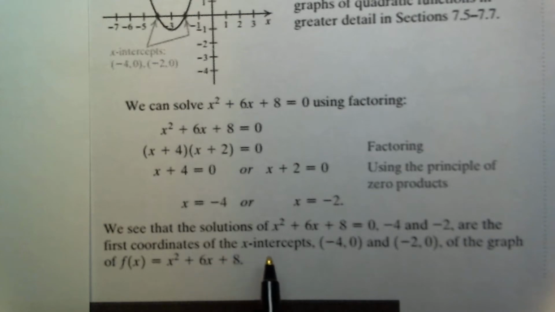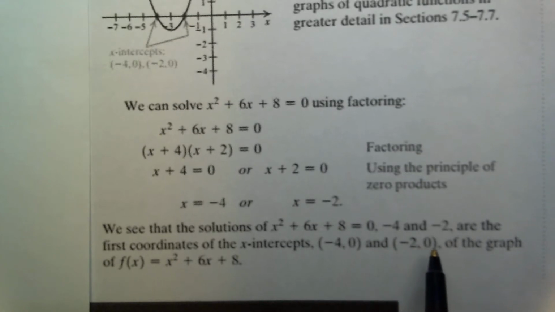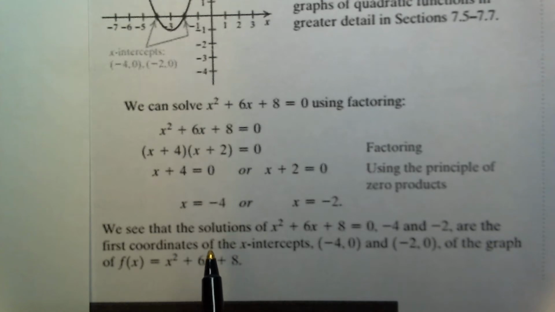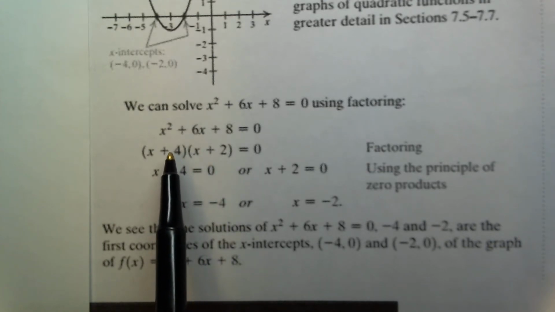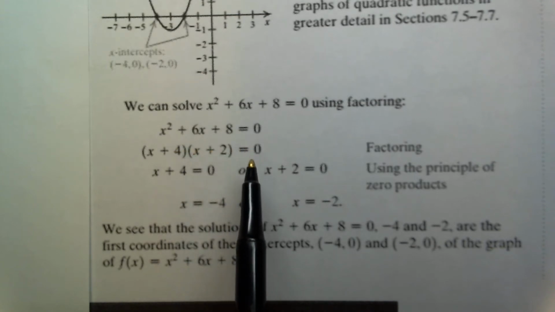So we see that the solutions of x squared plus 6x plus 8 equals 0, -4 and -2, are the first coordinates of the x-intercepts (-4, 0) and (-2, 0) of the graph. So in other words, the intercepts matter, and they're computed by solving this quadratic equation.